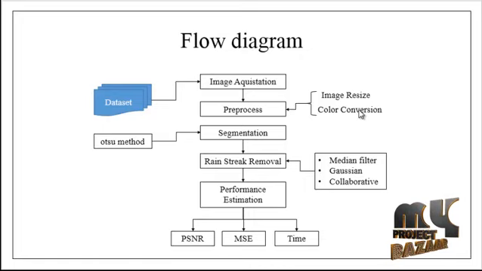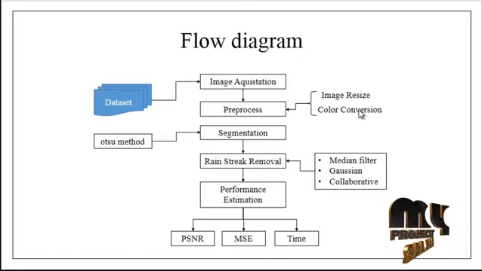So for removal we have the next stage of the project, that is the rain streak removal process. We have three kinds of rain streak removal methods here. One is the median filter method, another one is the Gaussian filter method, and the third one is the collaborative method combining the above two methods. By using these three methods we remove the rain streaks from the image.